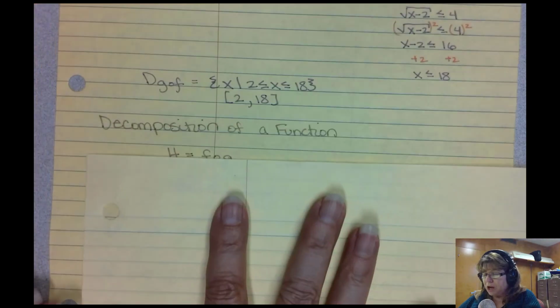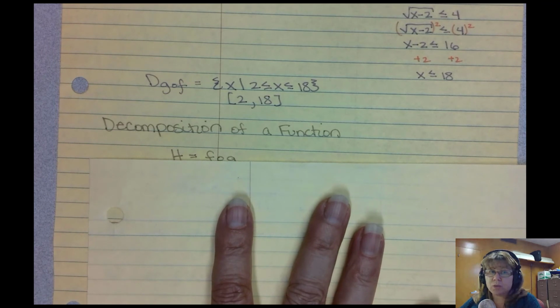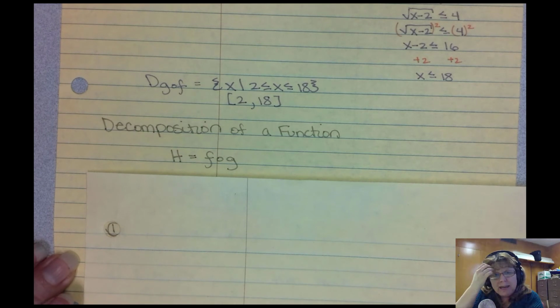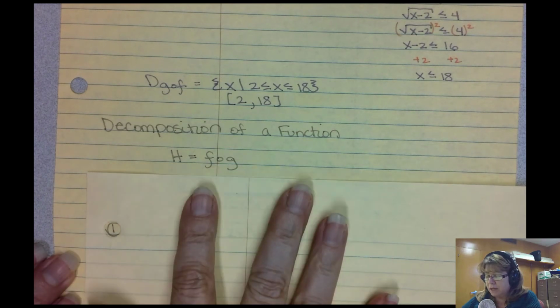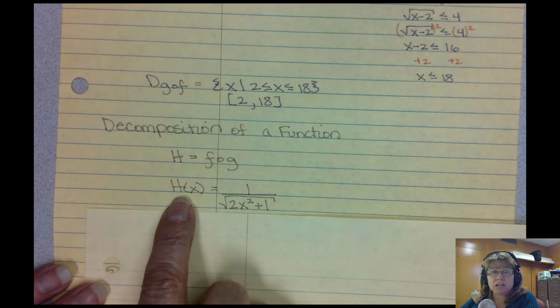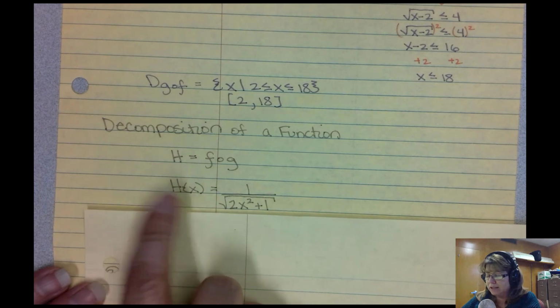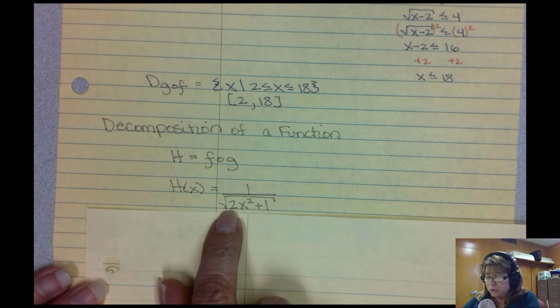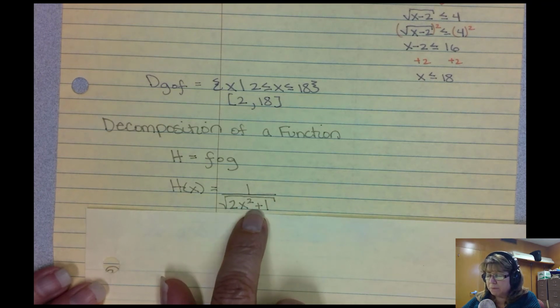All right. Sometimes we want to decompose a function. So let's say we have some function, it's called h, and it is actually the composition of functions f and g. And I'm given what h is. Now I want to say when you are decomposing functions, there are numerous answers that it could be. Try to go for the most straightforward one. Okay, so h of x equals 1 over the square root of 2x squared plus 1.